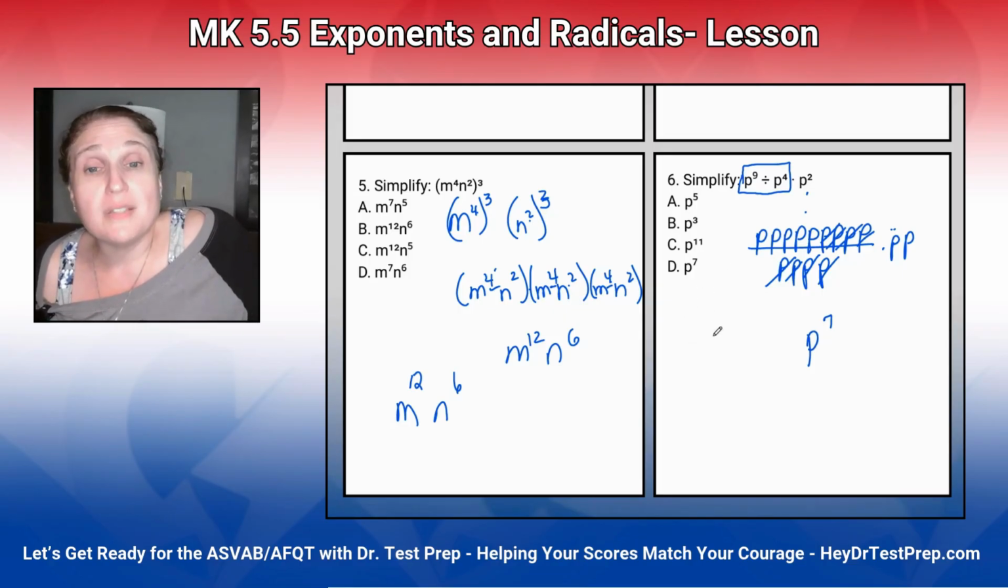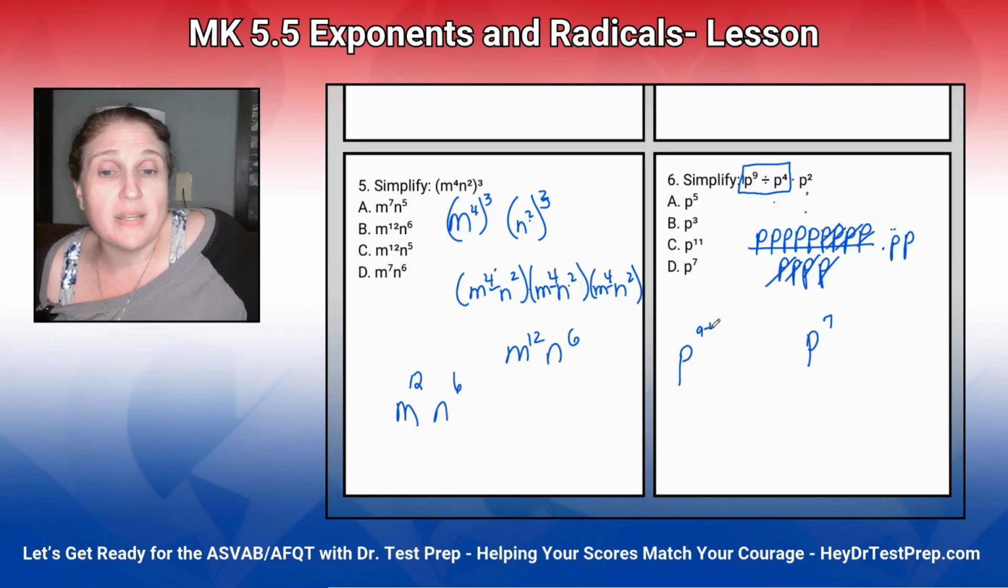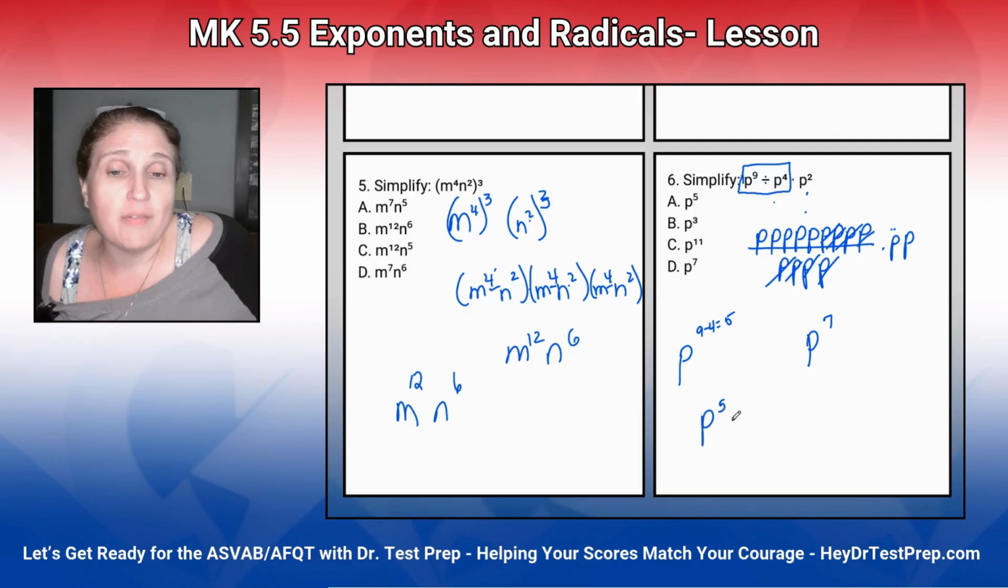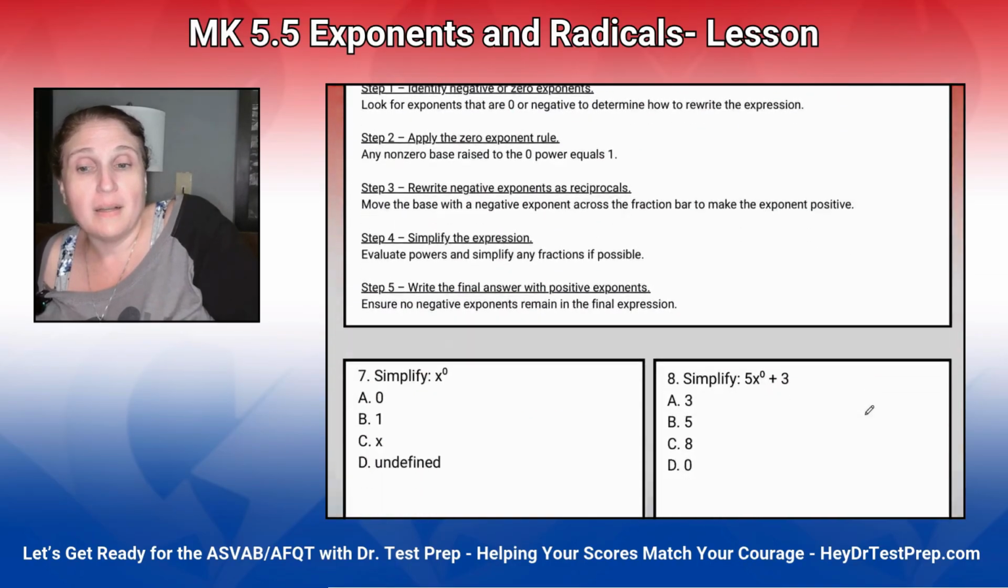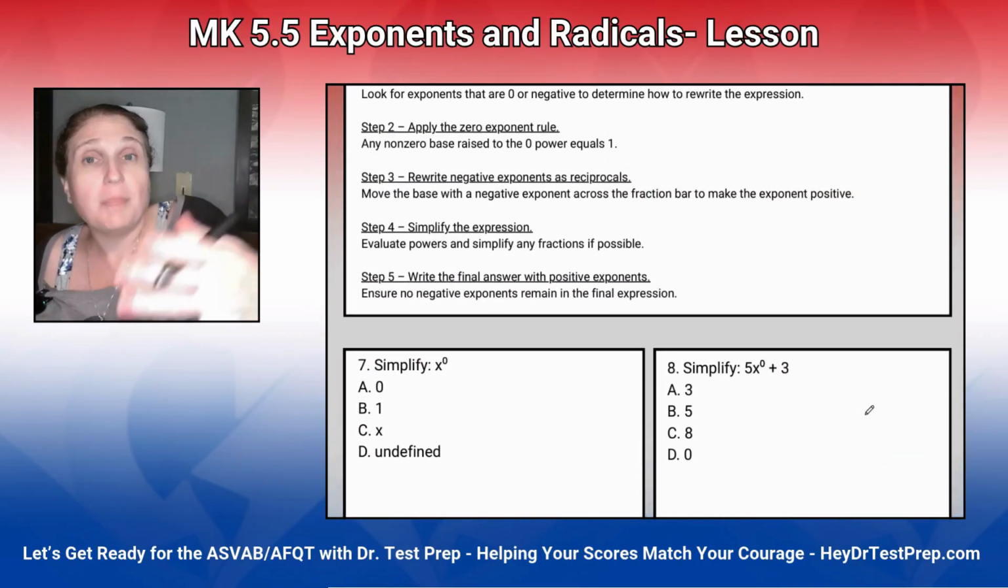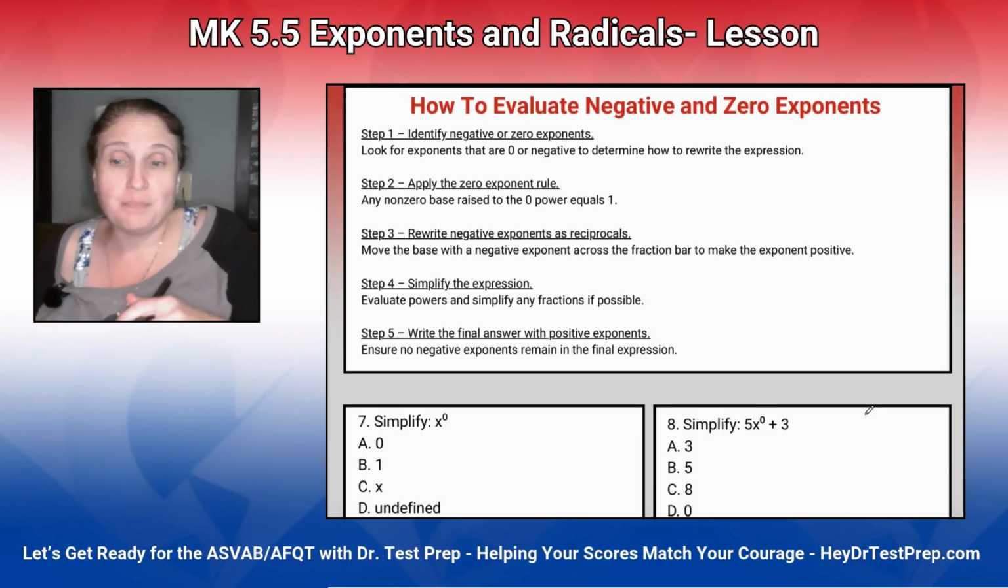The other thing, because of order of operations, we could have done is p to the 9 minus 4, which gave us 5. And then we could have multiplied that by p squared, which is p to the 5 plus 2, which gives us p to the 7th. All right, these are basic, and they'll get harder. But again, we're building our knowledge.